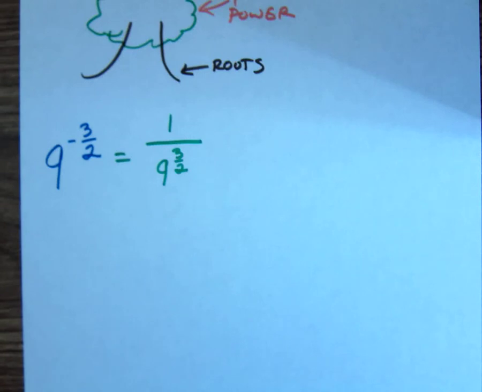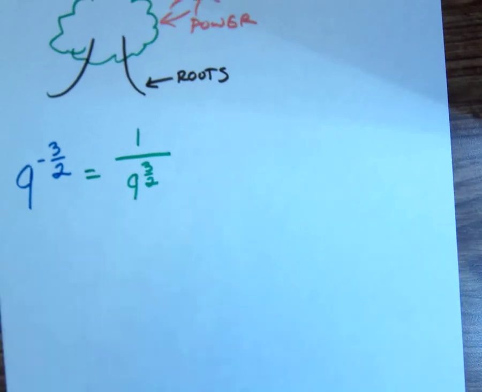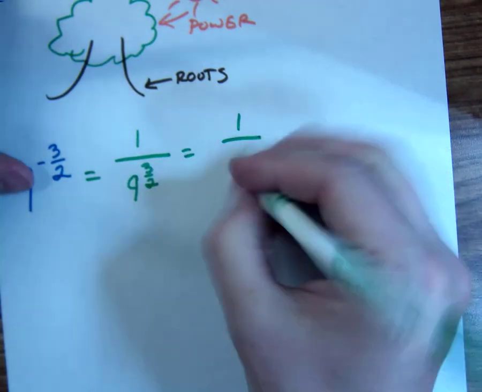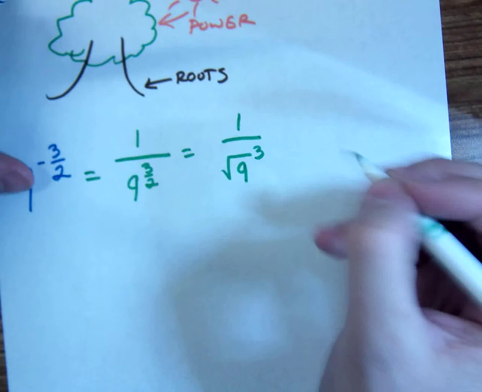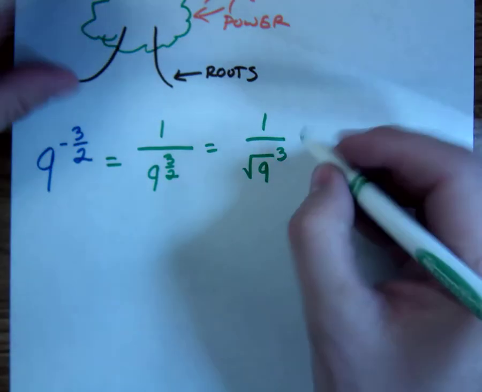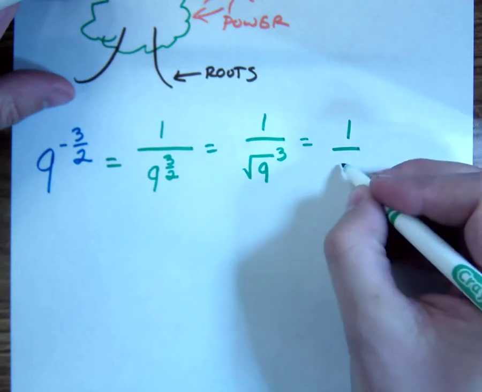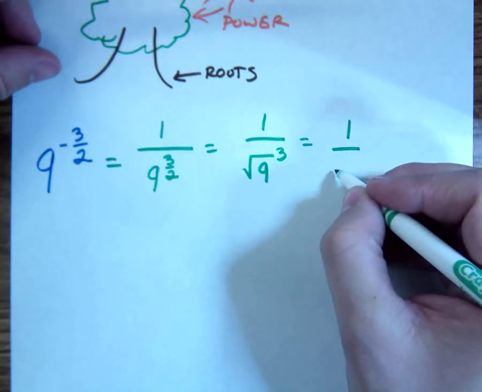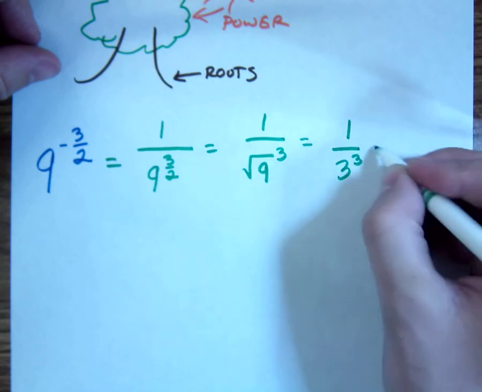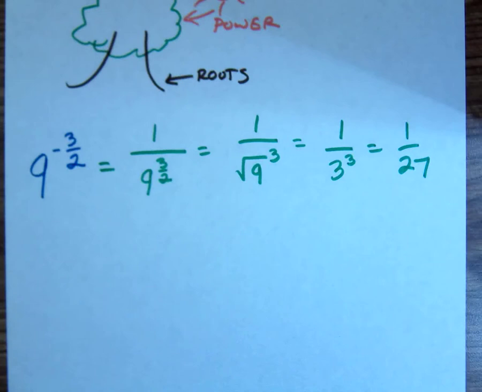Square root of 1/9 to the 3rd power? No, because the 3/2 is only on the 9. So the 1 would be on the outside. Right, so it's 1 on the top, and on the bottom, square root of 9 cubed. What's the square root of 9? And what's 3 cubed? 9. No. That's 3 times 3. What's 3 cubed? 27. Yep, we just did this one. 1 over 27. How about that? That's the same as the last one. Crazy.